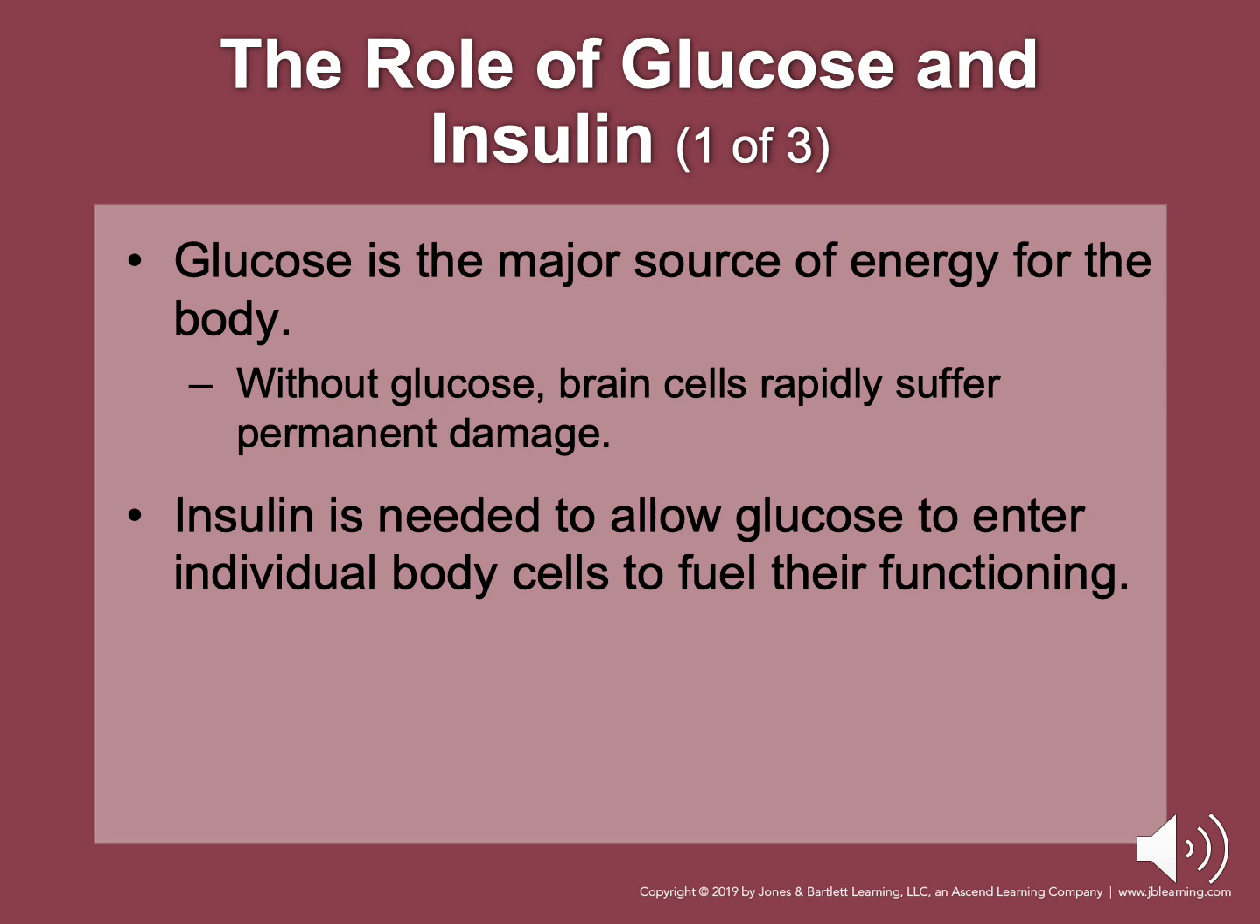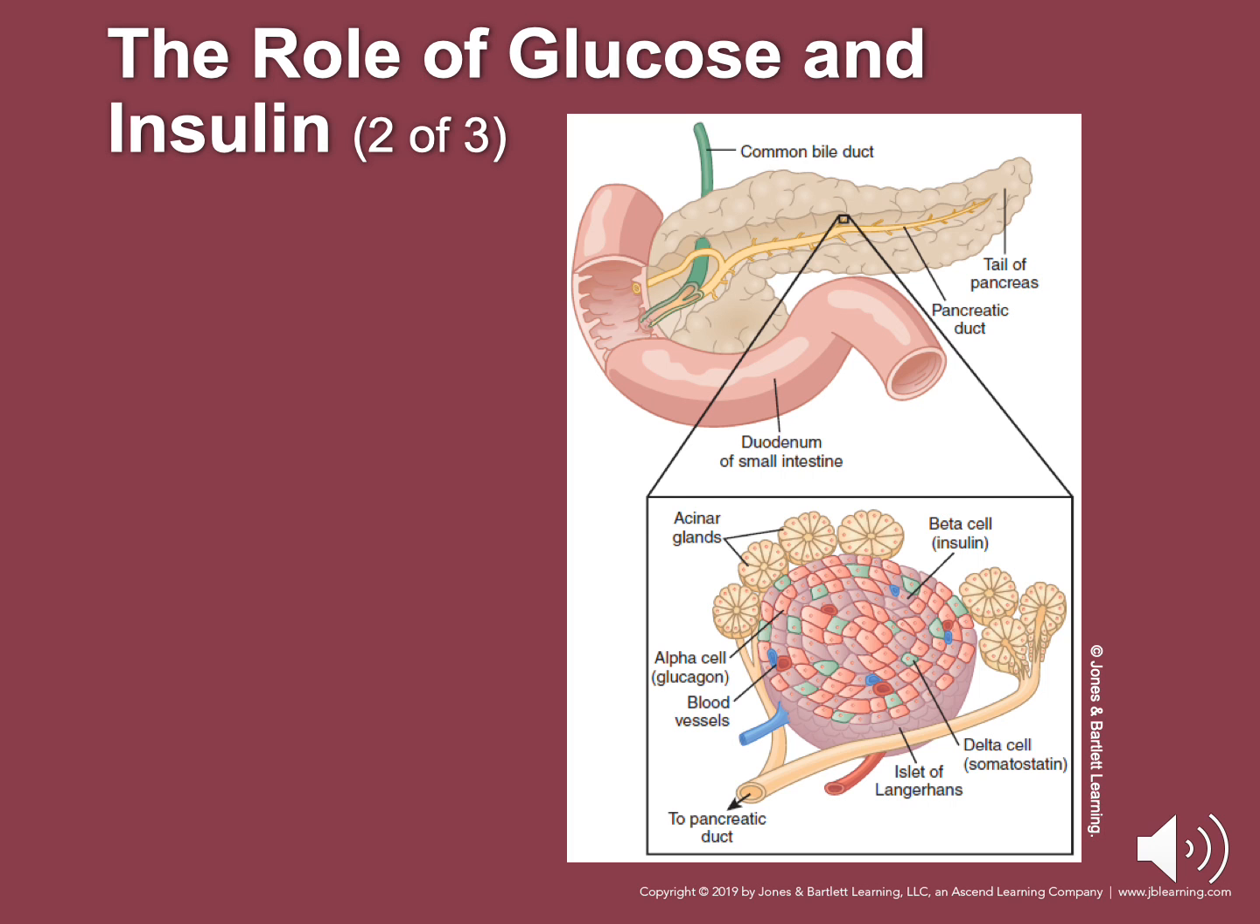The role of glucose and insulin. Glucose is the major source of energy for the body. Without glucose, the brain cells rapidly suffer permanent damage. Insulin is needed to allow glucose to enter individual body cells to fuel their functioning, except for the brain itself. Insulin is responsible for the removal of glucose from the blood for storage as glycogen, fats, and proteins.